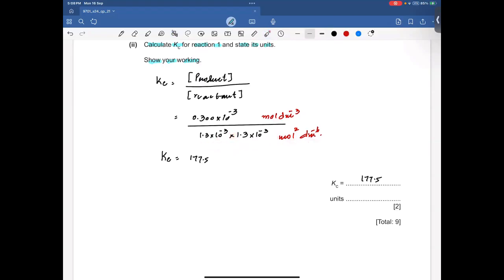Let me cancel out these values. So if I cancel out, it's going to be 1 over mole per dm3. So the final unit is going to be mole inverse dm cube. So final unit is mole inverse dm cube. So that's the end of this question.